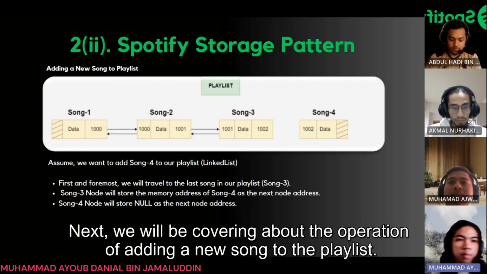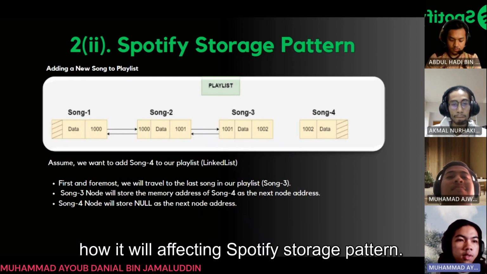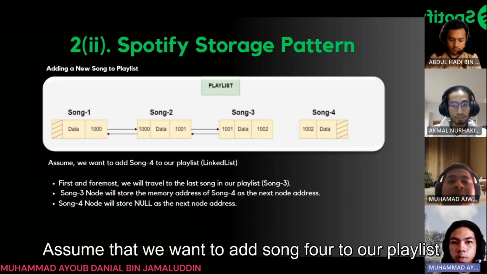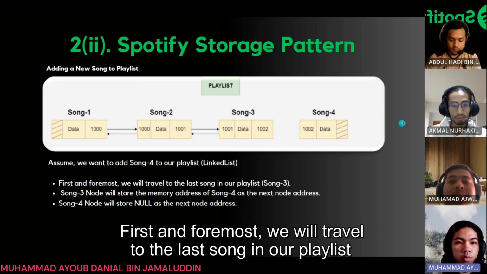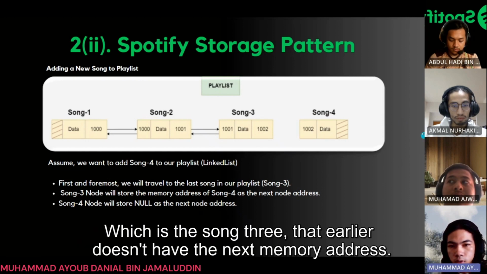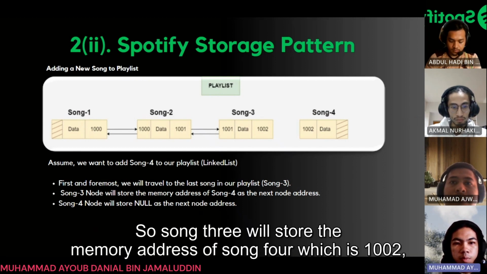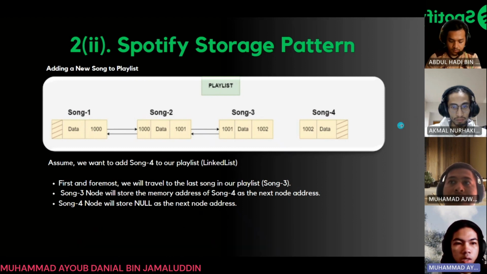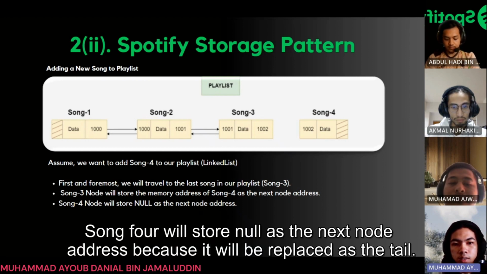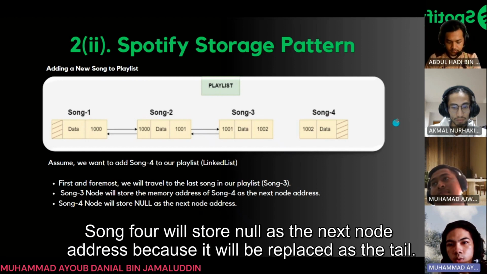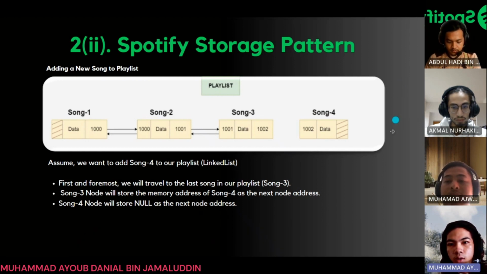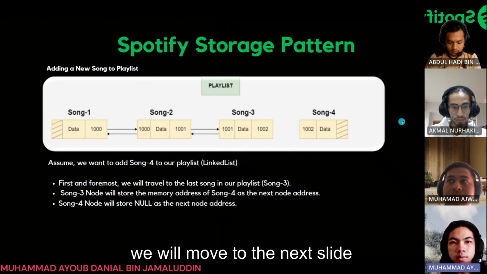Next we will be covering the operation of adding a new song to the playlist, and how it affects the Spotify storage pattern. Assume we want to add song 4 to our playlist. First and foremost, we travel to song 3, which earlier doesn't have the next memory address. Song 3 will store the memory address of song 4, which is 1002. Song 4 will store null as the next node address because it replaces song 3 as the tail, which has a null next memory address. So that's how we add a new song to the playlist. Next, we will move to the next slide.